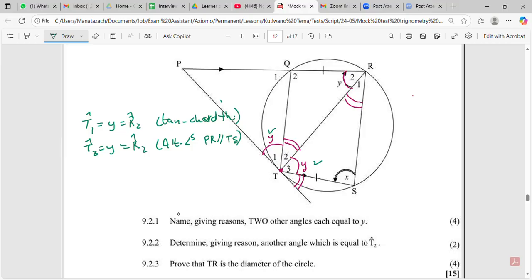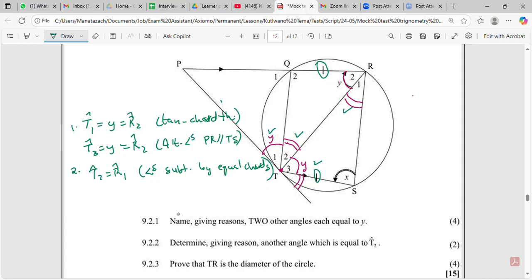That's 4 marks. Then the second question: determine, giving reasons, another angle which is equal to T2. You've already labeled T2 with a double pink line. We said it's equal to R1, if you remember. So this is number 1. Now I'm doing number 2. We just say here T2 is equal to R1. The reason is that those are angles subtended by equal chords. You'll recall that QR is given as equal to TS. So angles subtended by equal chords are equal.